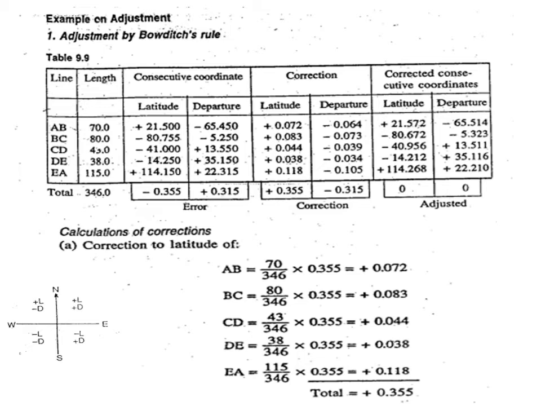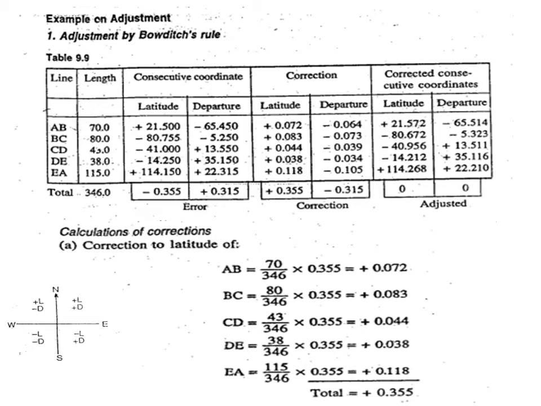So here, first of all, whenever we consider the Bowditch rule, we are supposed to calculate the perimeter. The perimeter is nothing but the summation of all the sides of the closed traverse. So the perimeter is 346. Then the values of consecutive coordinates, in the form of latitude and departure, are given directly. When we make the algebraic summation, the sum of all the latitudes is minus 0.355. Similarly, for departure it is plus 0.315, which means there is an error.